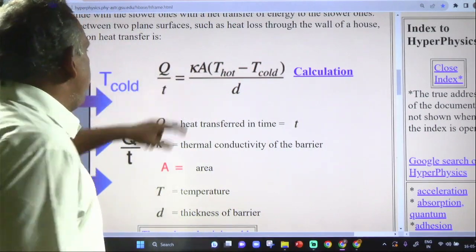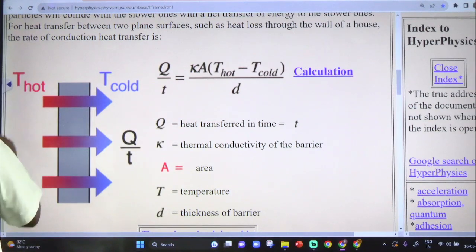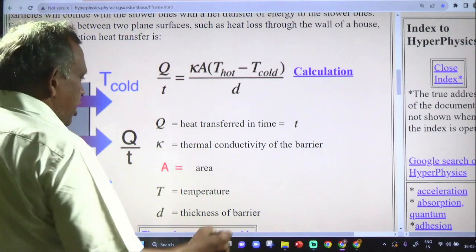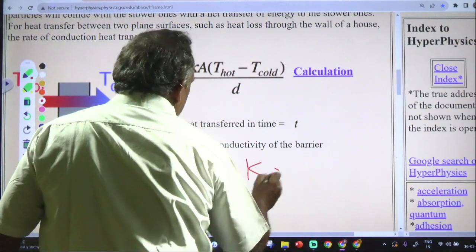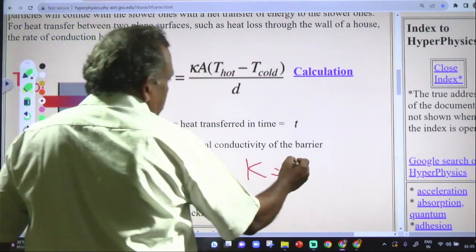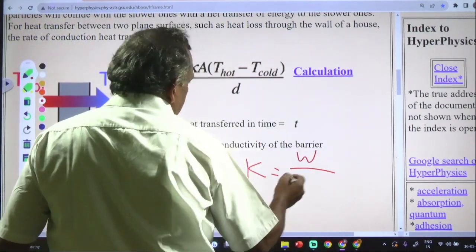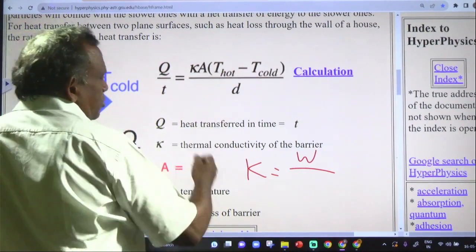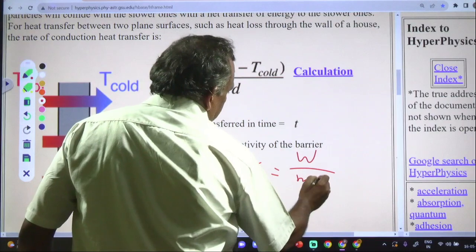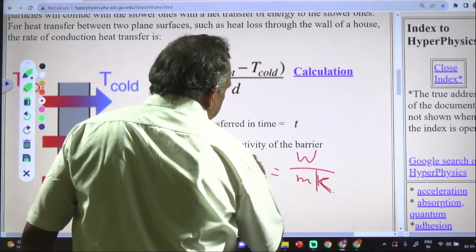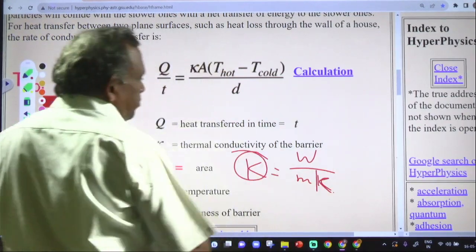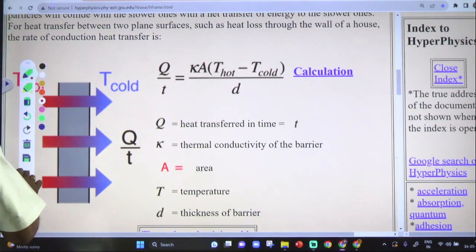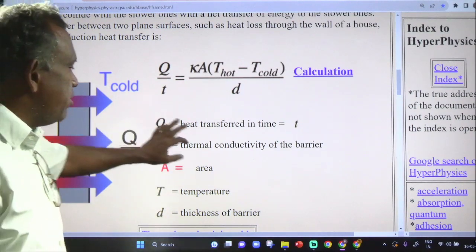The unit of K is nothing but the thermal conductivity value. K is equal to the rate of heat transfer, which is watt, divided by meter square times Kelvin, where the meter gets cancelled. So watt per meter Kelvin is the unit of thermal conductivity. Thermal conductivity is denoted by K. In that way you can write the units of thermal conductivity.